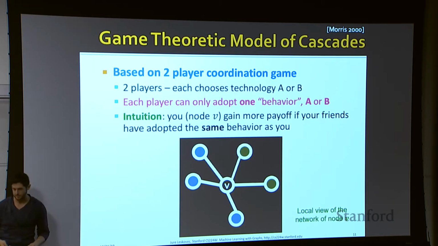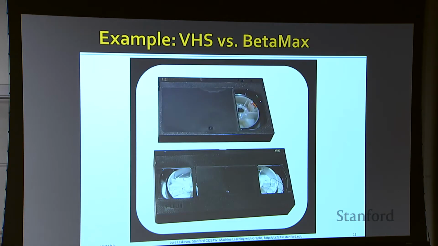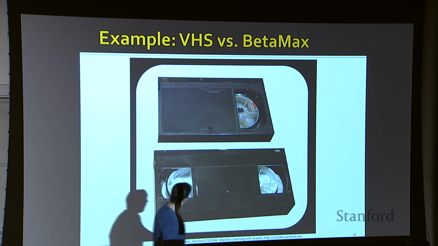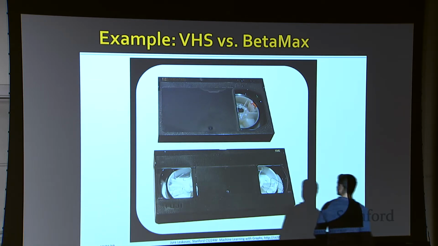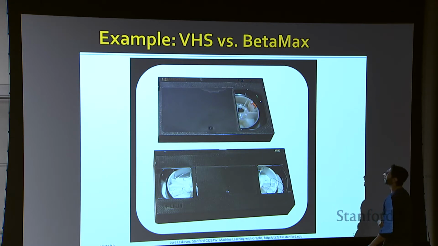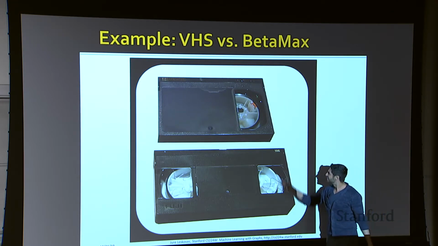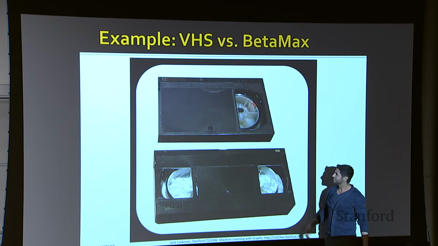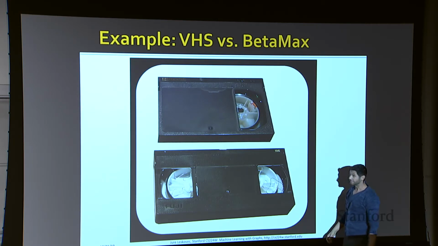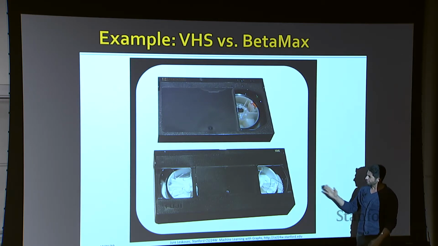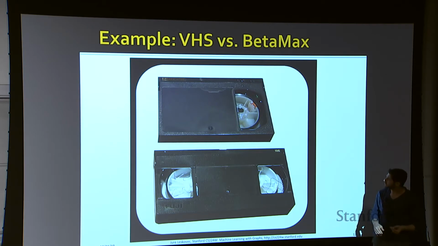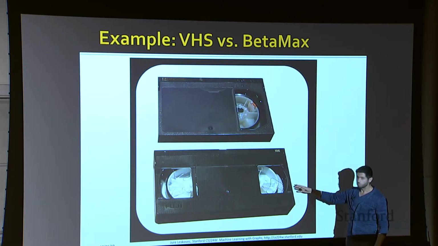Okay, so let me give you some examples now of technology adoption that has happened in the past few decades and how it ended up. I'm quite sure very few of you have seen these in your life. These are video cassettes. At the bottom you can see the VHS technology, and at the top is the Betamax. I think this battle started around the 80s, and the clear winner at the end of the day was the VHS technology.